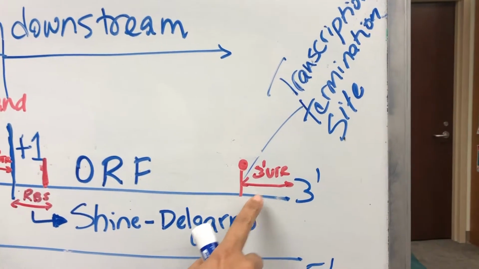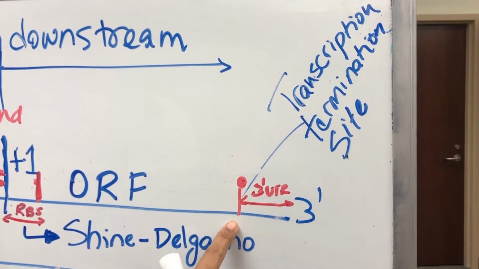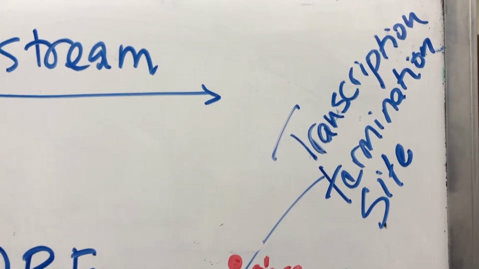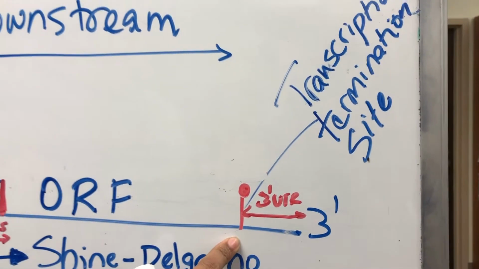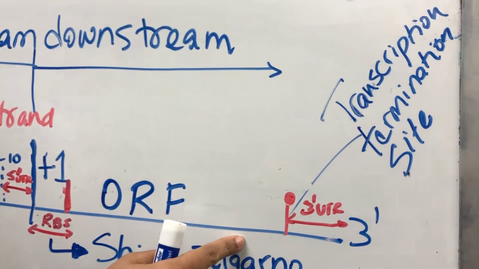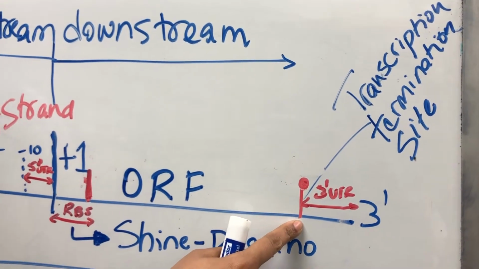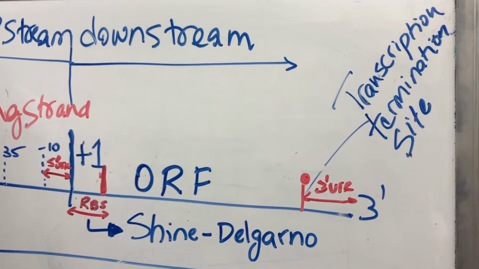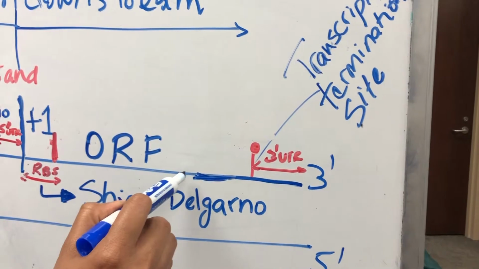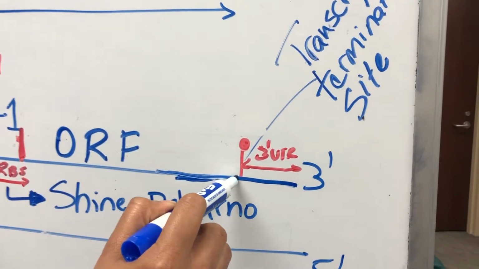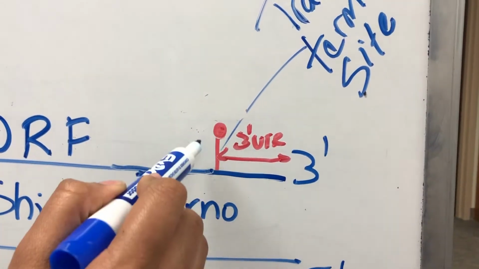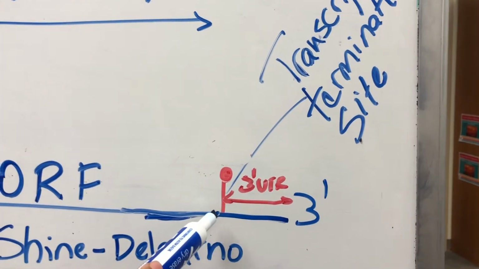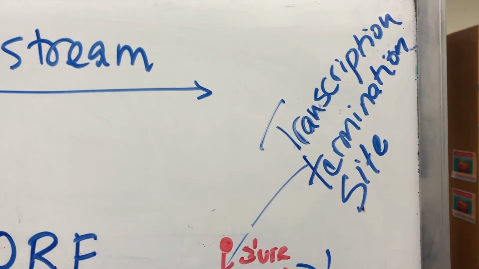The region you see here, right before the 3' UTR, is the stop codon. It is also called the transcription termination site. Once the RNA polymerase reaches the stop codon, it knows that it needs to stop transcription. The stop codon signals the RNA polymerase to stop, so this site is also known as the transcription termination site.